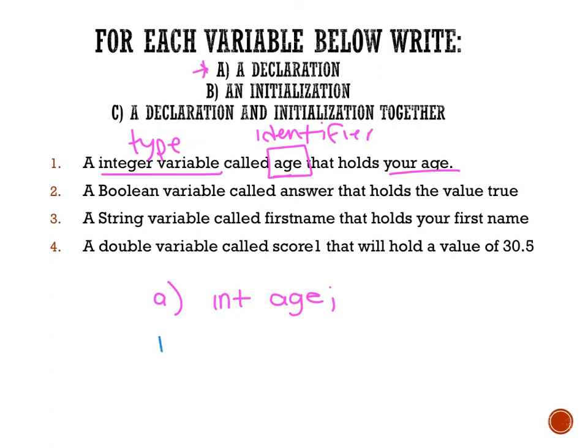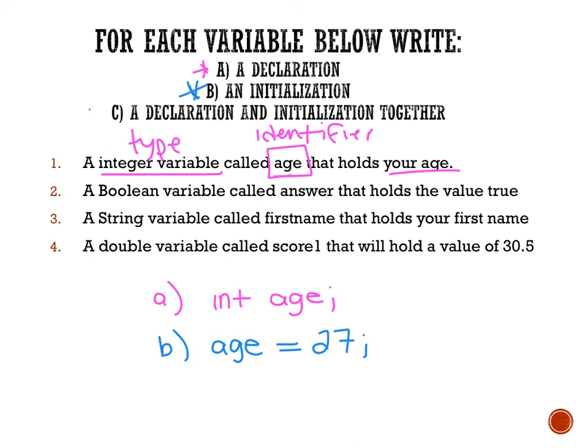Now from here, my initialization is where I give my variable its first value. So it says to take my variable name, which is age, and set it equal to my current age, which is 27. So that's my initialization there in blue.